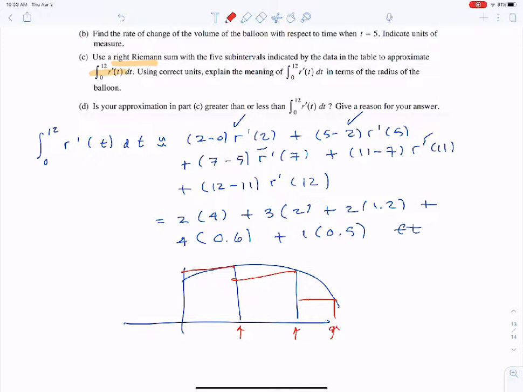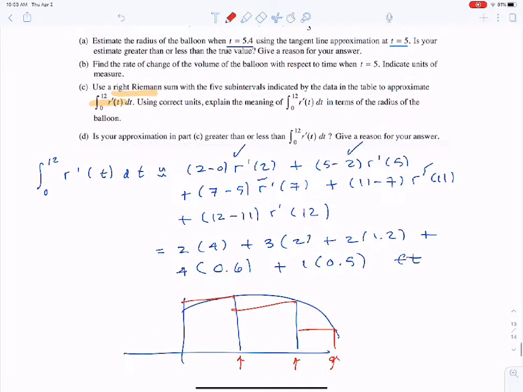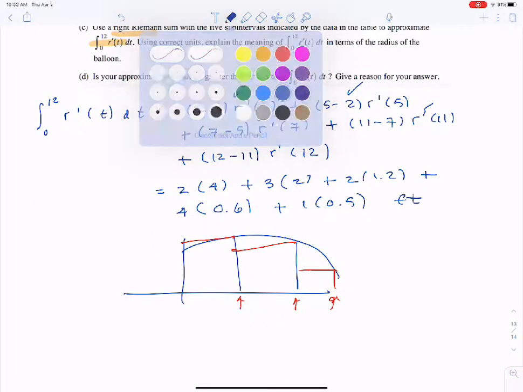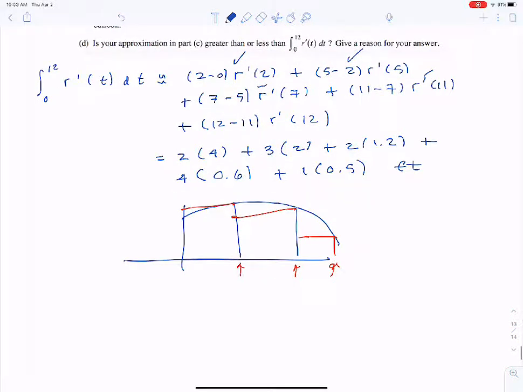Perfect. Okay. Now let's see, was there another part to this? Am I missing anything? We're on letter C. So we found the value, we used correct units, and then we had to explain the meaning. Okay, so the meaning, and we've got a couple pieces to do here.